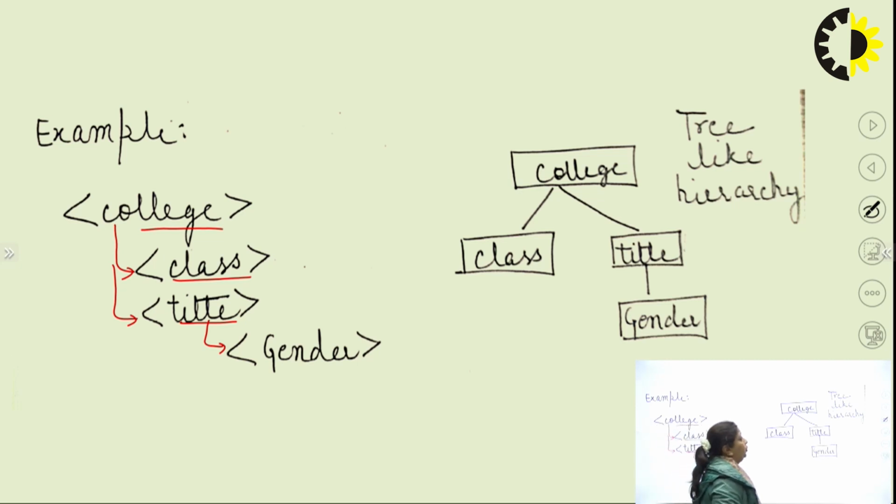So if I want to draw a tree-like hierarchy for this specific example, I have the college at the top, which is my root node or root element. Now I have two more nodes which are connected to the college node, that is the class node and the title node, which I had specified here. And then for the title I even have a gender node. So here I have a gender. So this is how my DOM model actually converts the entire XML document into a tree-like hierarchy. This is an example showing the tree-like hierarchy for an XML document.